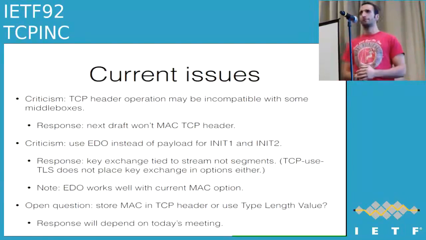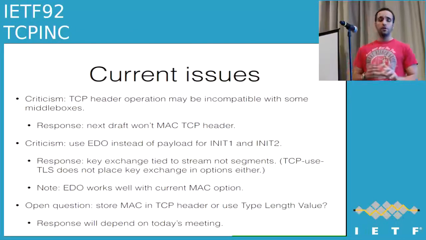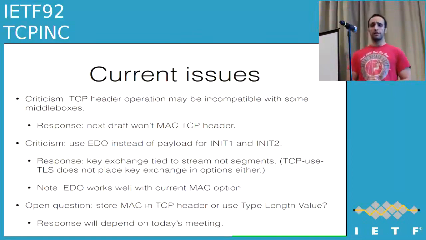So the main issue is the way we're dealing with the TCP header, right? We're MACing the TCP header, and we're also placing the MAC option in the TCP header. And there's this sentiment that that's just going to break middleboxes. So to the first point, should we MAC the TCP header or not? It seems like there's been a decision already: just don't MAC the TCP header. And so that's a pretty easy fix for us. We're just going to get rid of all mention of MACing the header from the draft. We're just going to go ahead and do that.